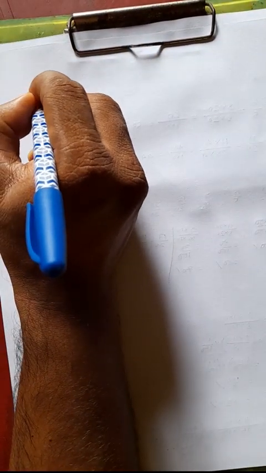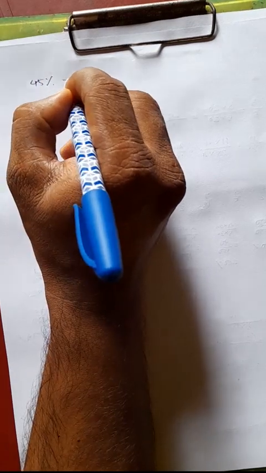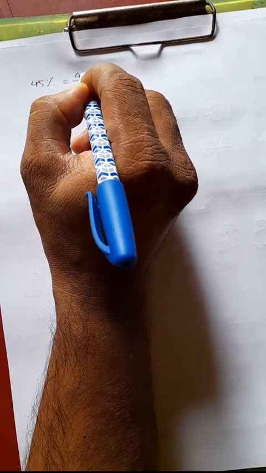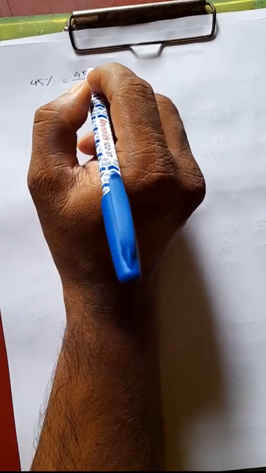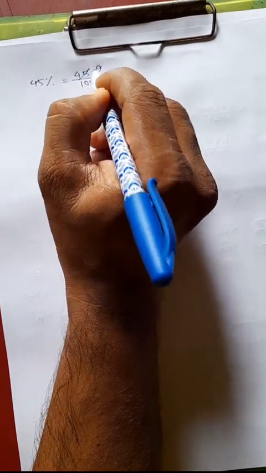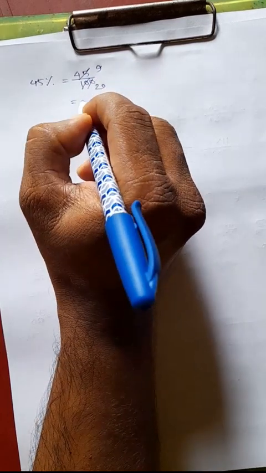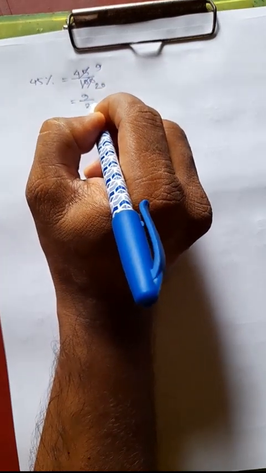How to convert percentage into fraction? Say you are given 45%. 45% means 45 divided by 100. Now these numbers both are divisible by 5. 5 9s are 45, 5 20s are 100, so 9 by 20.